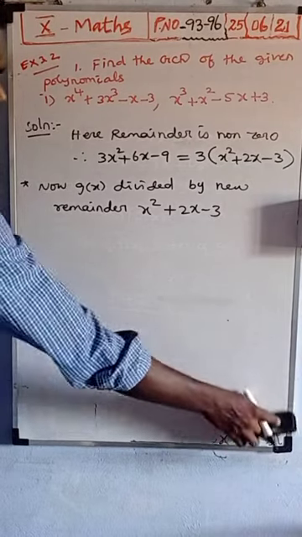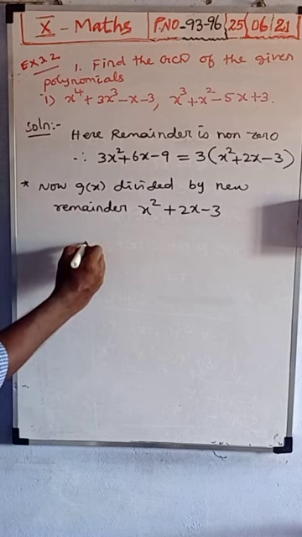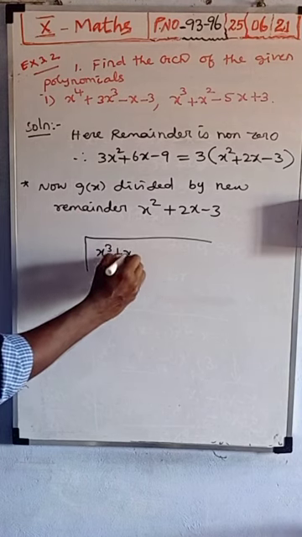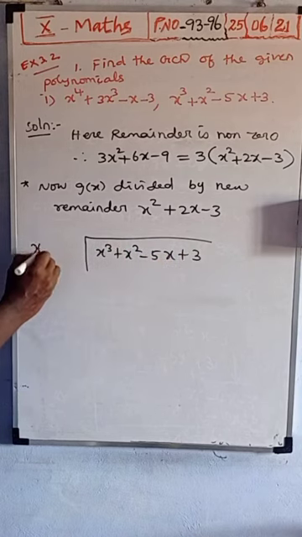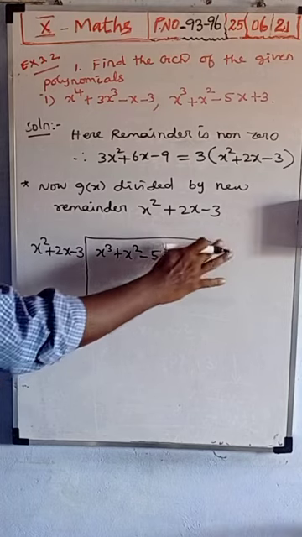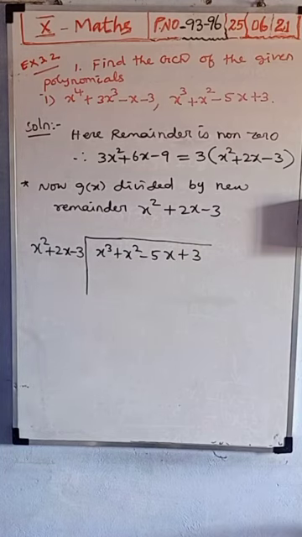Suppose the remainder we didn't receive is 0, we want to do it like this. Now g of x you should write inside. What is g of x? x cube plus x squared minus 5x plus 3. Then the remainder is x squared plus 2x minus 3. So it is the usual division only. You already did this kind of problem in 9th standard.